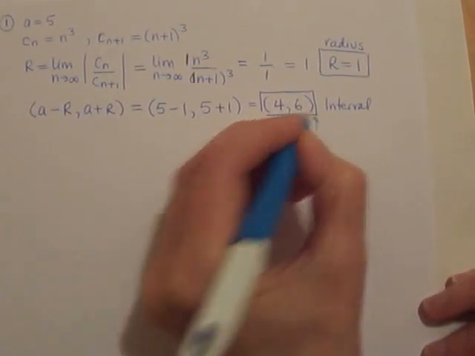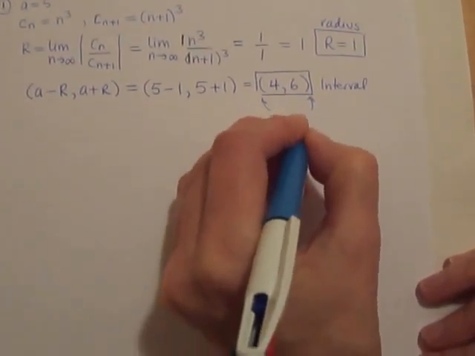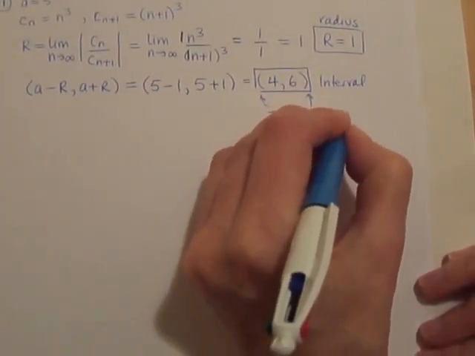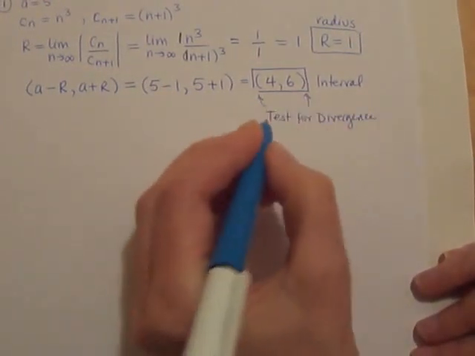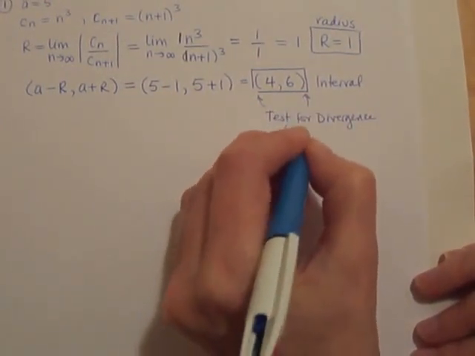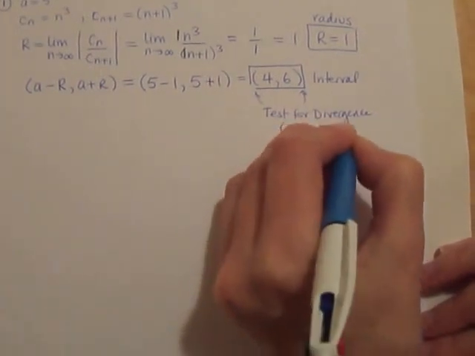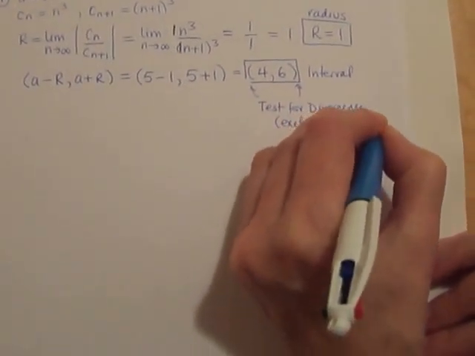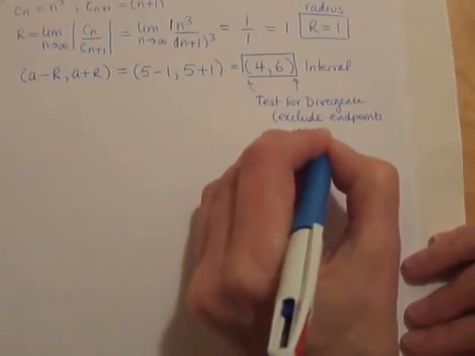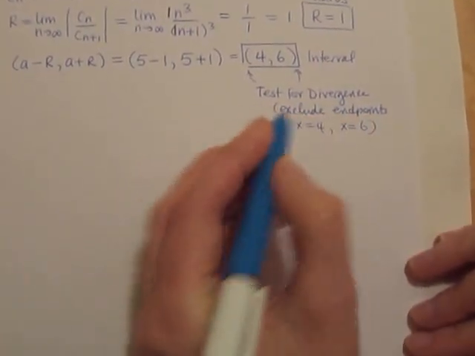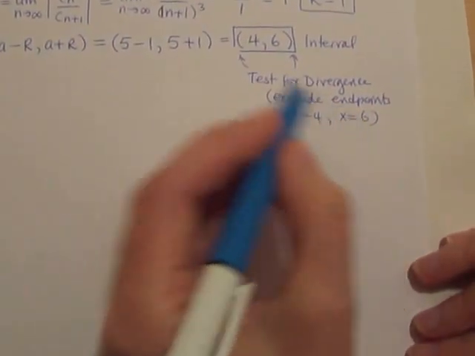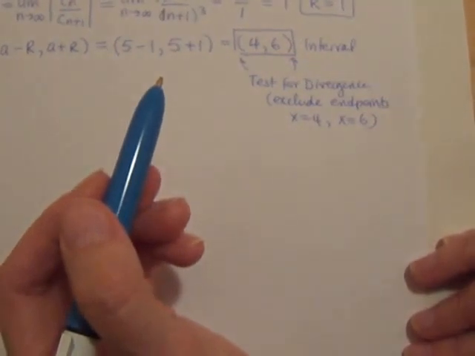You can treat the endpoints separately using the test for divergence for both, and you would find them both not included. So we exclude the endpoints x equals 4, x equals 6, so these would remain round brackets.